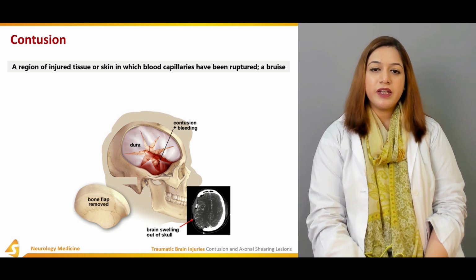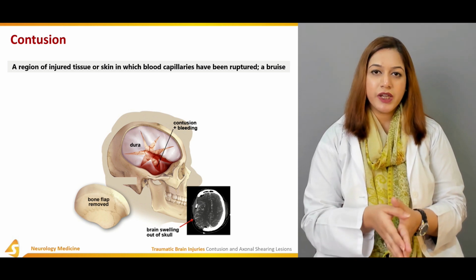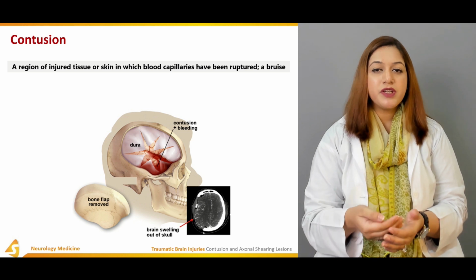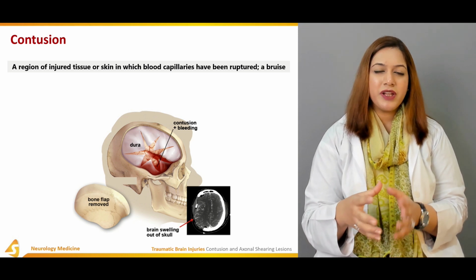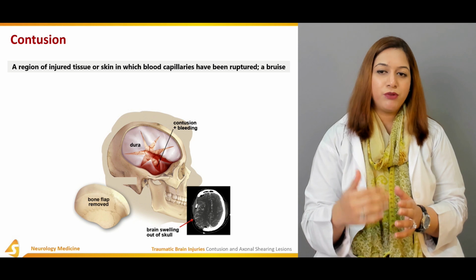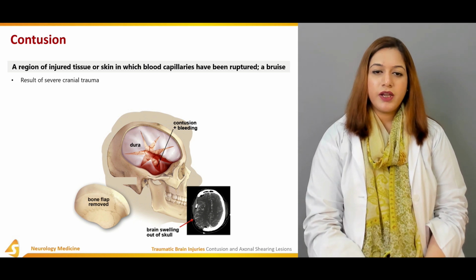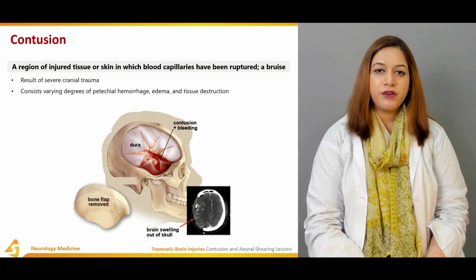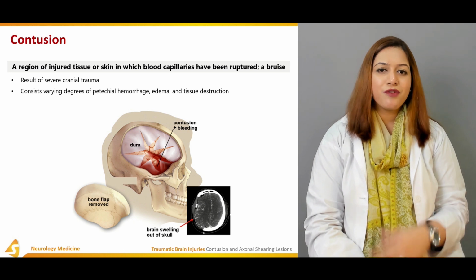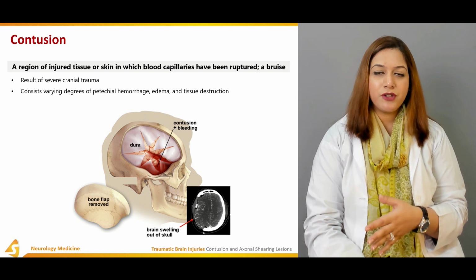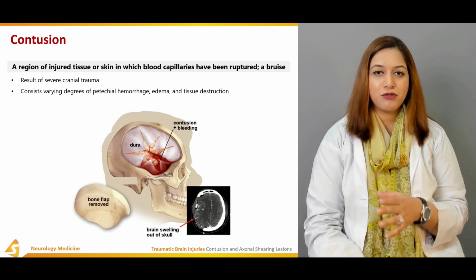Contusion is basically a region of injured tissue or skin in which blood capillaries have been ruptured, or in simple terminologies, we call it a bruise. It is usually the result of severe cranial trauma, consists of varying degrees of petechial hemorrhages, edema, and tissue destruction.